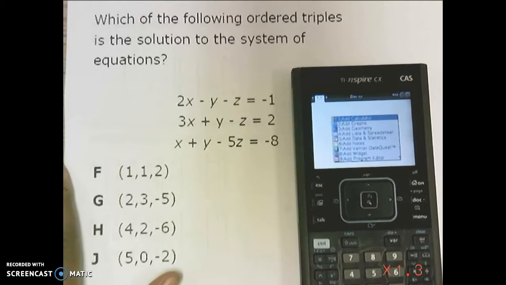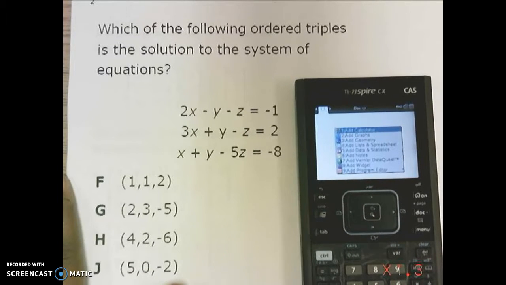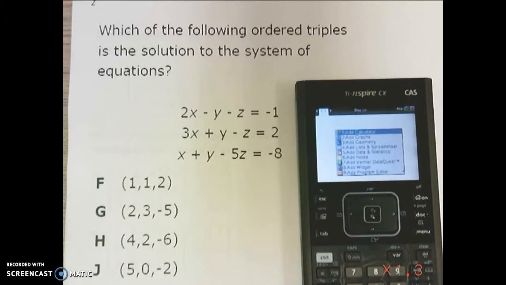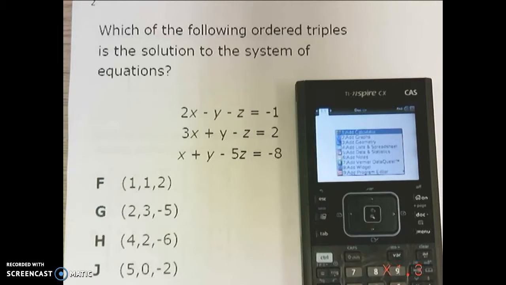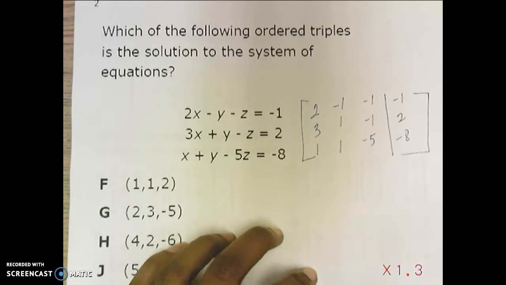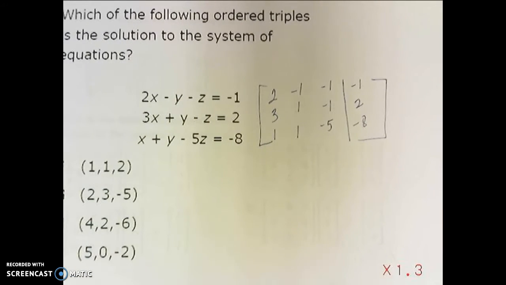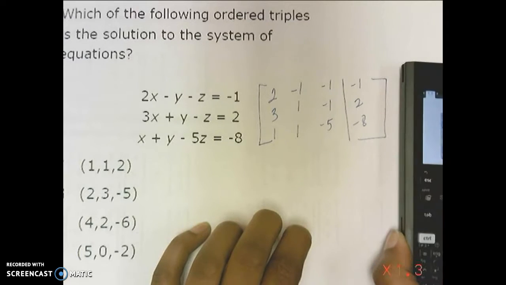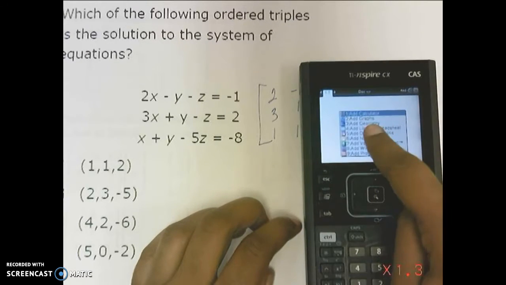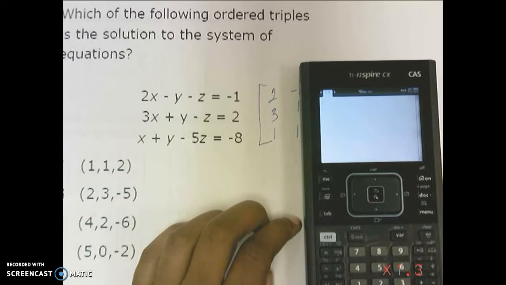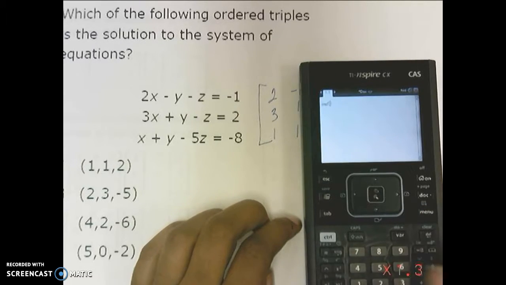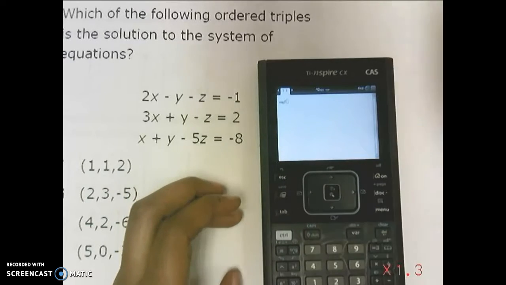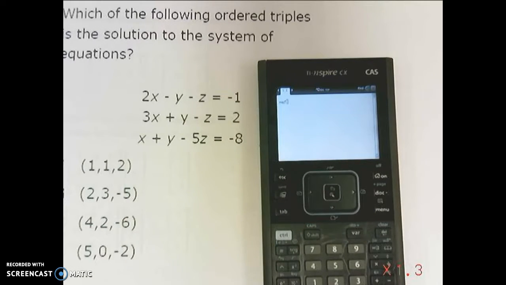Here is number 2. Number 2 says, which of the following ordered triples is a solution to the system of equations? So we have our system here. Give me 1 second. I'm going to write an augmented matrix. Here's the augmented matrix for the system of equations that we have in your calculator. What I'm going to do is use the calculate feature, and I'm going to press menu, 7 and 5. So I have reduced row echelon form, and I'm just going to type in my augmented matrix.